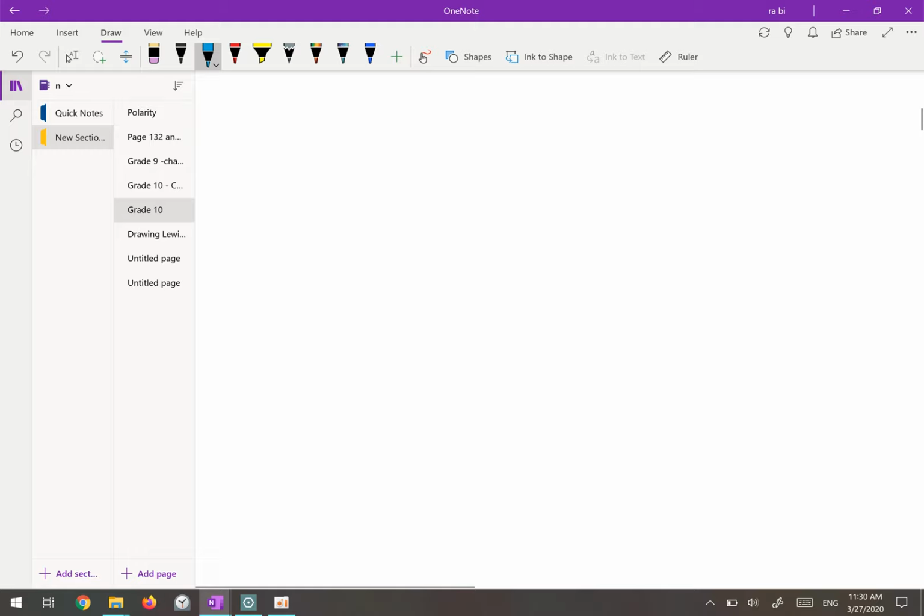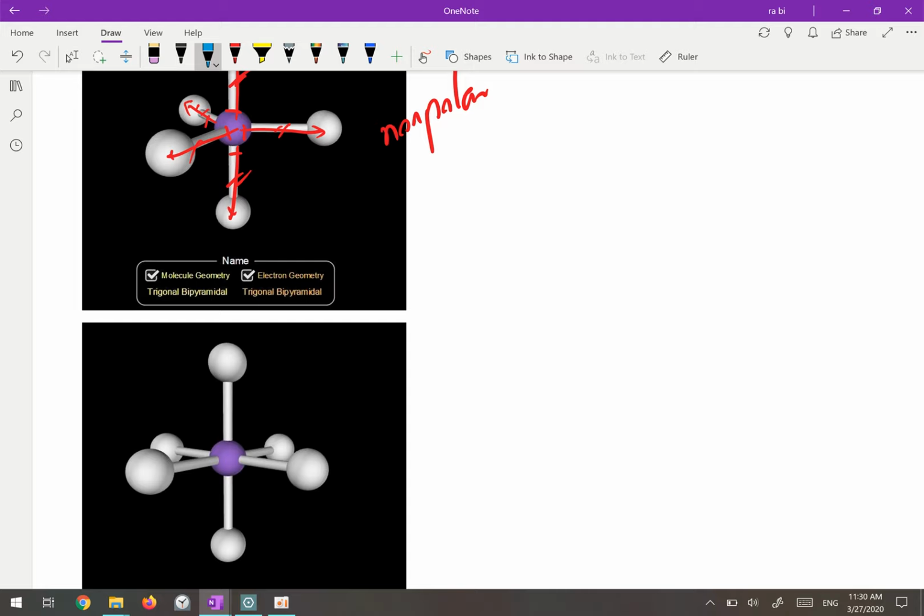I can show you on this picture. I think it would be more clear. So you have one vector here. This vector is cancelled by this one. We have one vector here. This vector is cancelled by this one because they are equal and in opposite direction. You have one vector here. This one is cancelled by this one. So all of the vectors cancel out each other and the molecule becomes nonpolar.